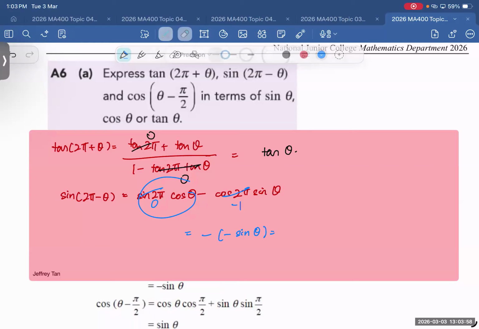Cos 2 pi is 1. My bad. Cos 2 pi is 1. Thank you. So it's negative sine theta. Cos 2 pi is 1. 0 to 2 pi. Okay.